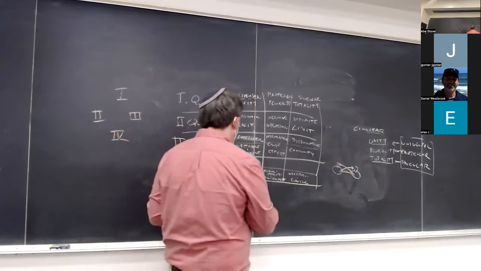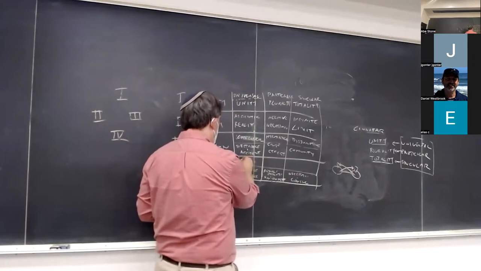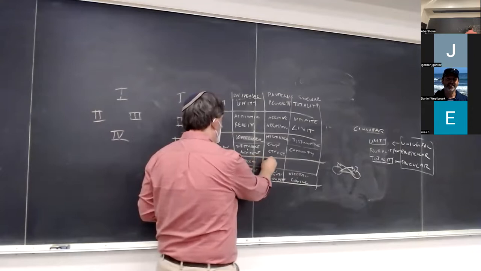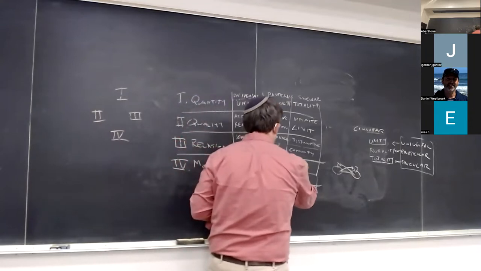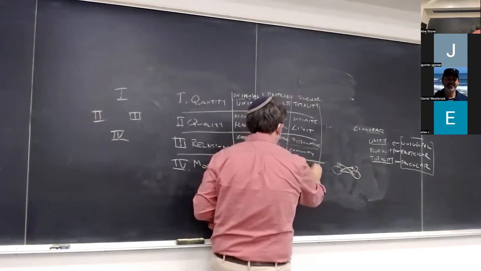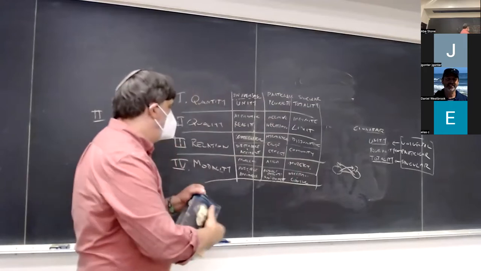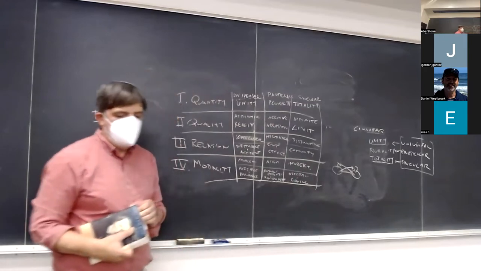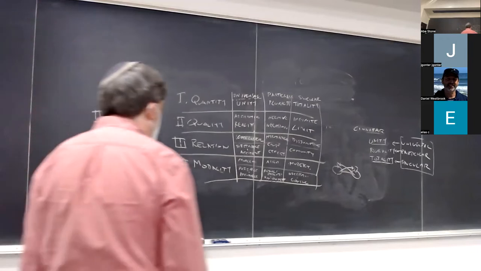And this is supposed to correspond to the difference between problematical, rhetorical, and apodictical judgments. So a problematic judgment is like entertaining the judgment that all cinnabar is red.